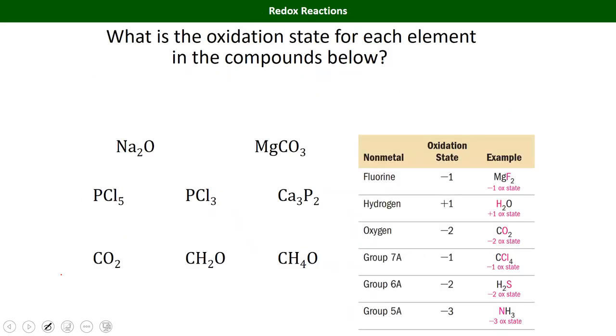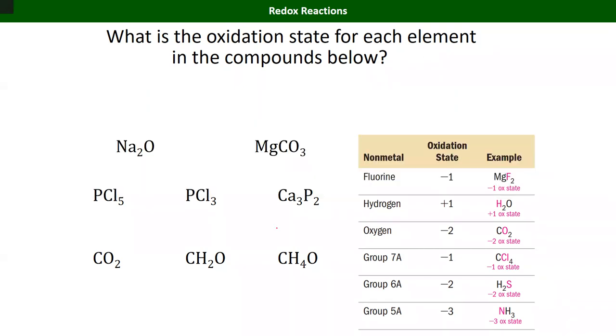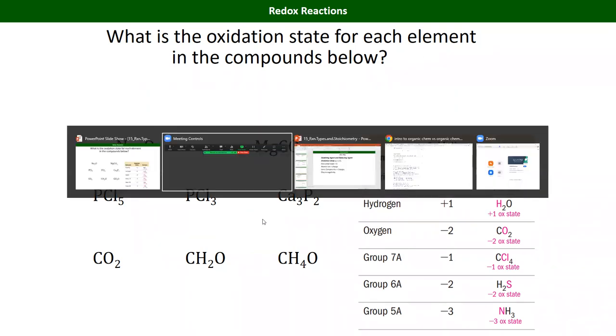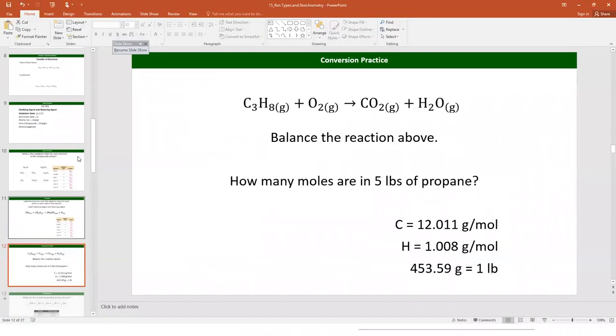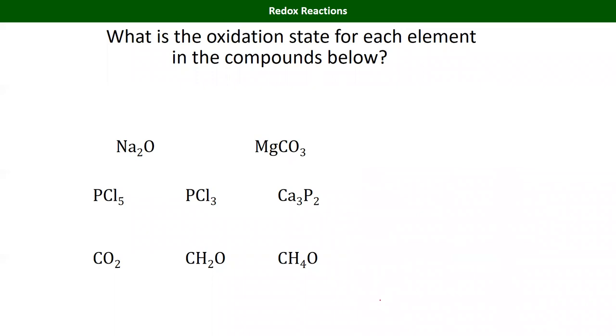All right, so this is a page that's just a bunch of practice for assigning oxidation states. And again, I'm not particularly fond of this chart anymore because it really just comes down to electronegativity. And there's one in particular I want to talk about just to make a point. If we looked at hydrogen peroxide, that's this molecule here, H2O2.